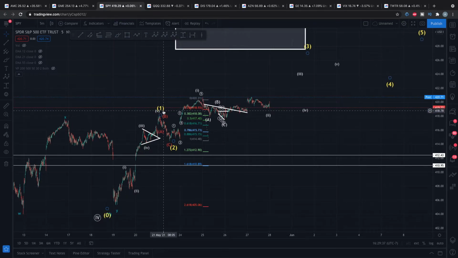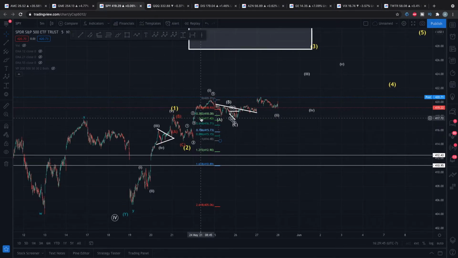And if anything changes, I'll definitely be alerting that in the Discord and keeping updates there as I do already. So yeah, that's an analysis for SPY.